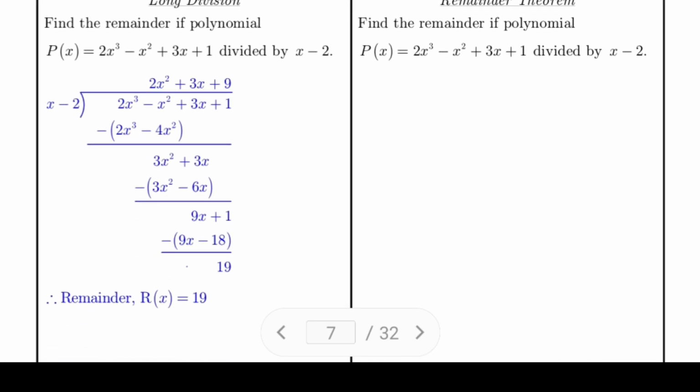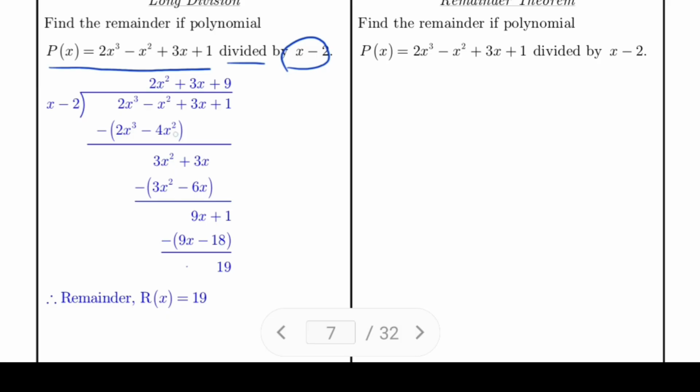Previously, to find the remainder if polynomial P(x) is divided by x minus 2, we would use the long division method. First, we put P(x) inside the long division. Next, we put the divisor, x minus 2, on the outside. To get 2x cubed, we multiply x by 2x squared. So 2x squared times x gives 2x cubed, and 2x squared times negative 2 gives negative 4x squared.